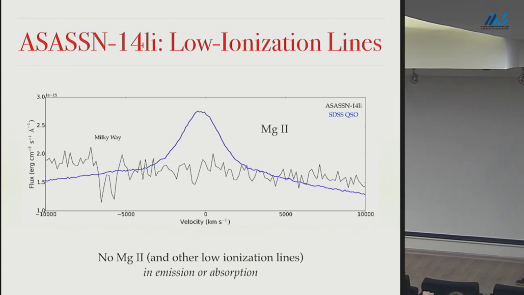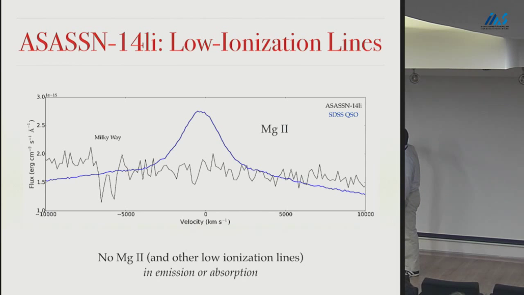This is the magnesium-2, which I'm going to take as representative of the low ionization lines. Magnesium-2, carbon-3, silicon-2, carbon-2, these kinds of features. ASASSN-14li in black, quasar shown in blue here. You see this nice emission feature in the quasar. There's nothing like that in ASASSN-14li.